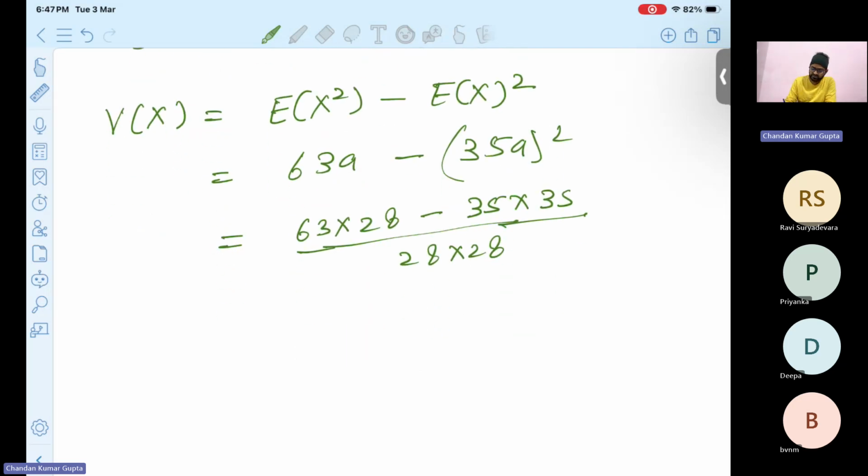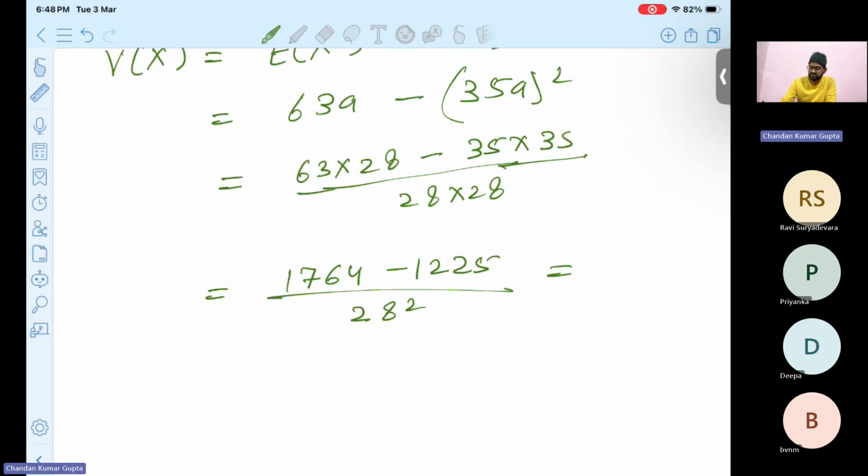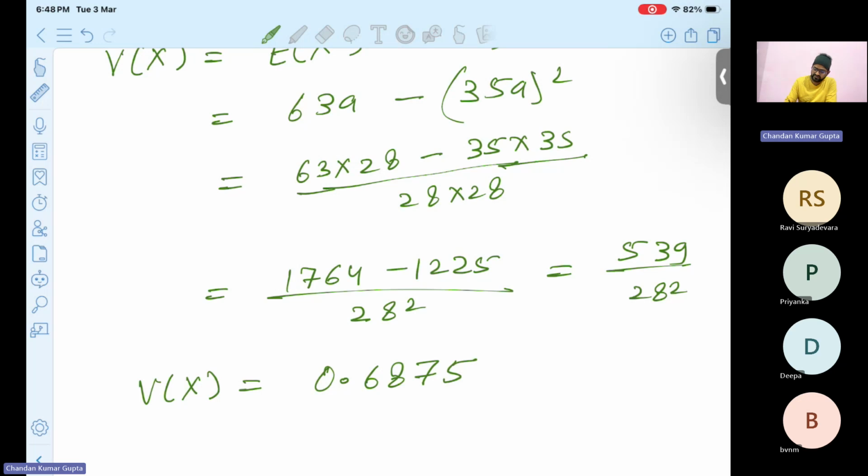It's nothing, just simple calculation. Once you solve these things, it comes out to be 1764 minus 1225, and 28 times 28 is 28 squared. You may solve, it comes out to be 539 upon 28 squared, and once you solve, you will find 0.6875.